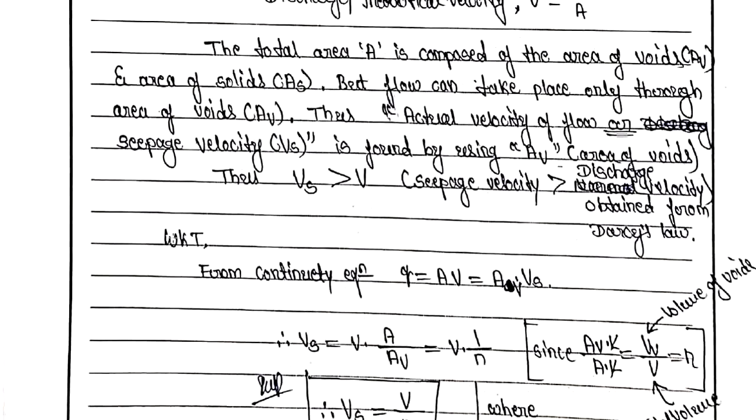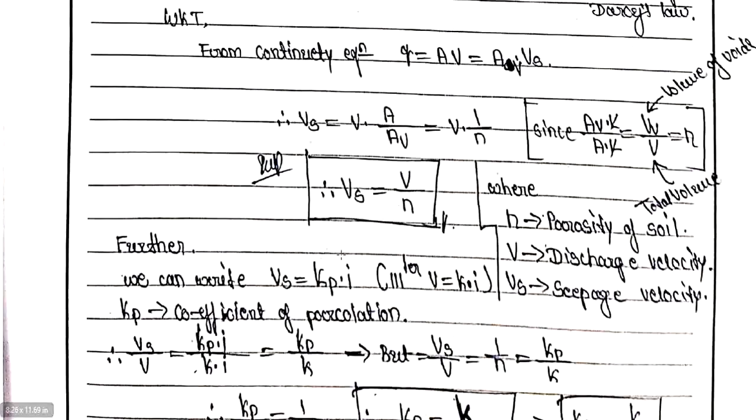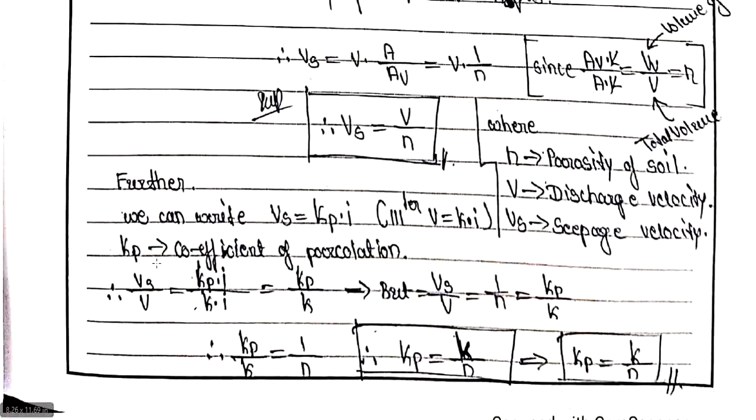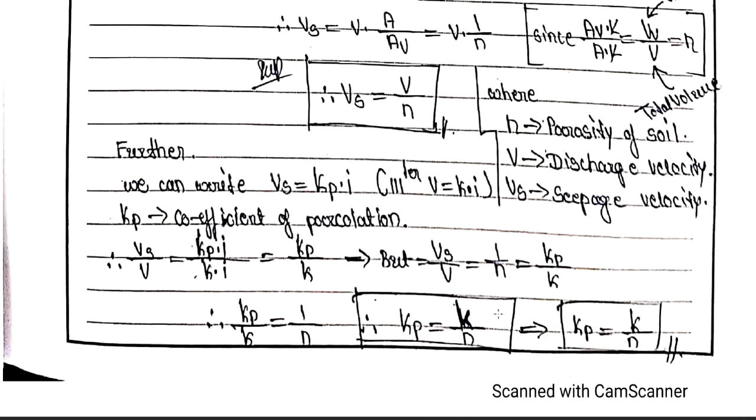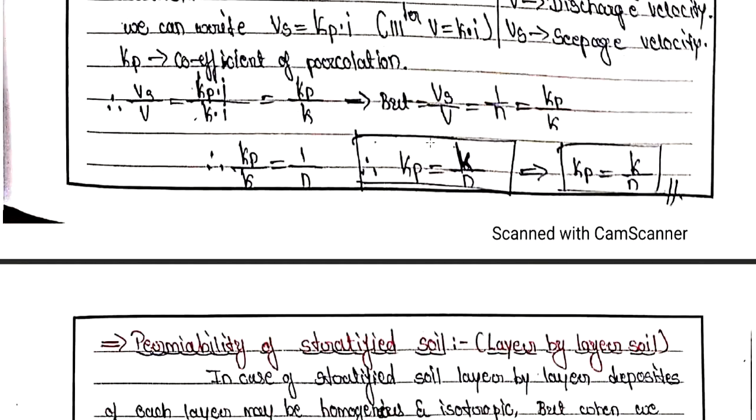So you can see over here another important thing, that is Kp is known as coefficient of percolation. So what is regular K? Regular K is coefficient of permeability. Next, you can see this is the relation which you need to understand and you need to remember.